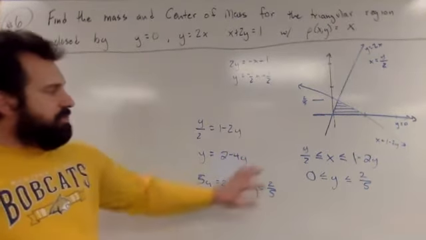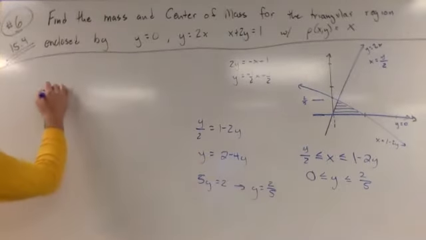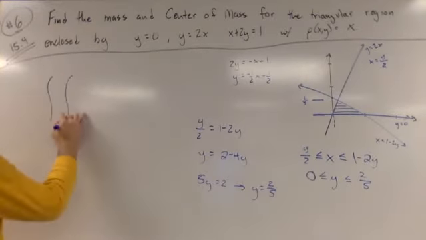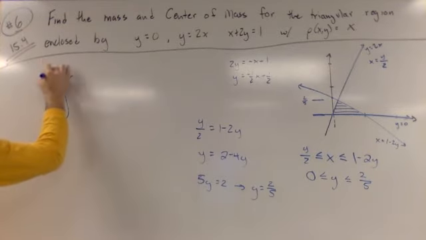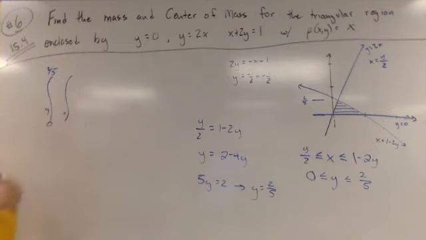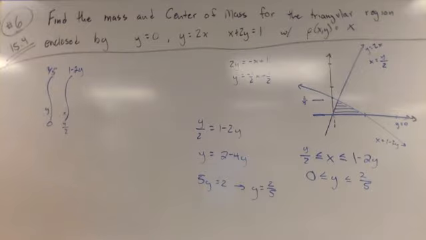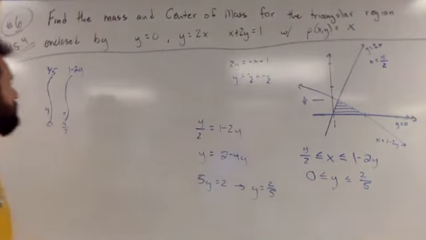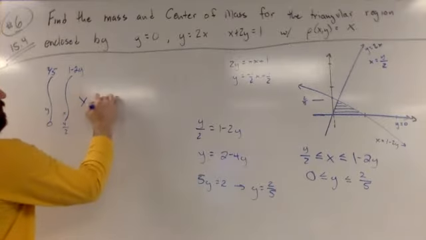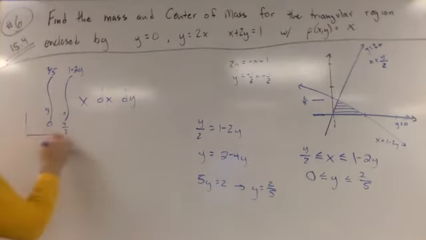So with this information, this allows me to write my iterated integral. We'll write my double integral. My y values are going to go from 0 to 2/5, and my x values are going to go from y over 2 to 1 minus 2y. Then I want to integrate over my density function, which is just x dx dy. So that's the setup.